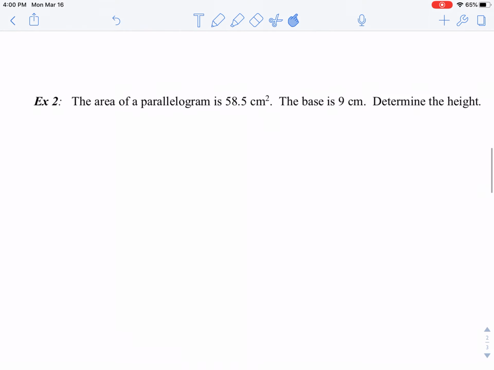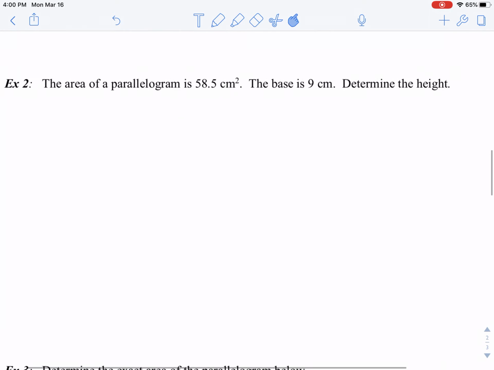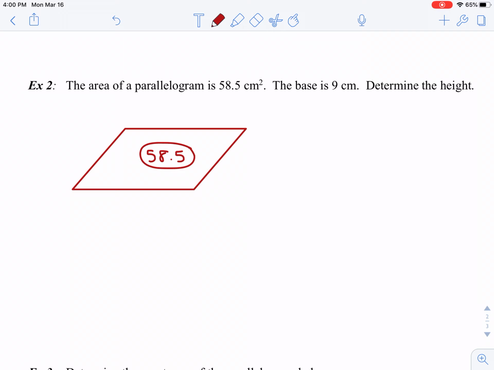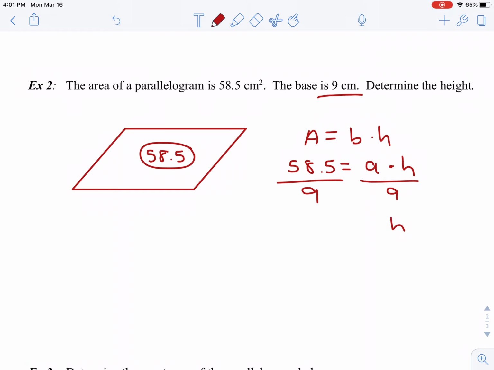All right, now let's take a look at, we have 2 more examples. This one isn't drawn for us, so I'm going to go ahead and draw my parallelogram the best I can. And it says the area is 58.5, so I'm just going to write that in the center. That always helps me stay organized. We know the area of a parallelogram is base times height, so 58.5 is equal to the base, which we know is 9, times the height, which we don't know. Now we have a very straightforward equation that we can solve for height.